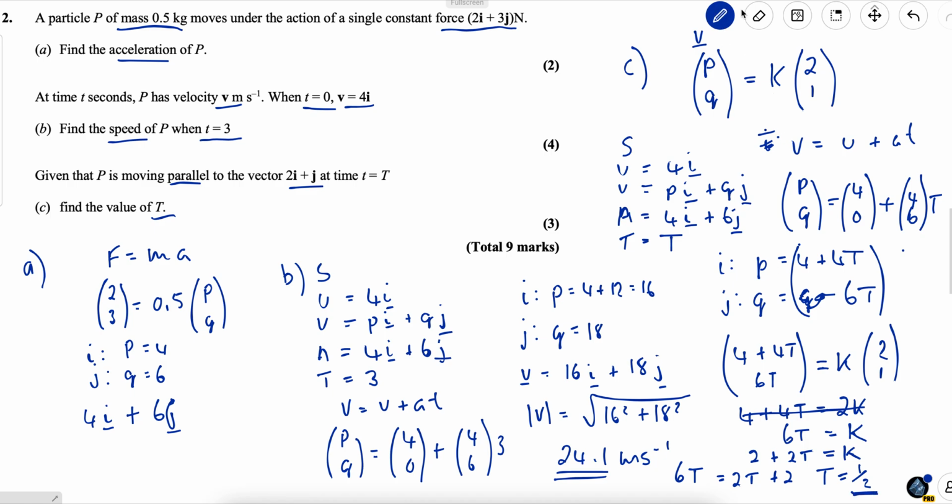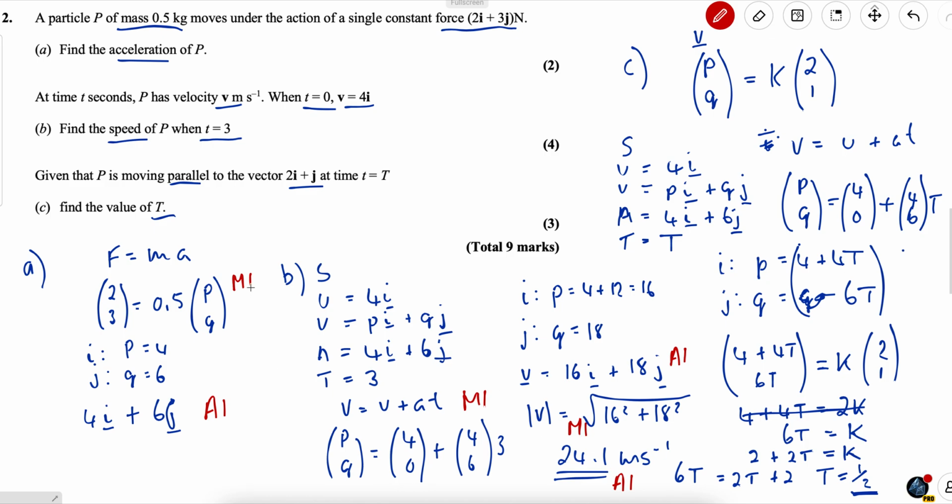So marks-wise for this, there's a method mark here for clear use of F equals ma, even if there are some sign errors. There's an accuracy mark then for the final vector. Then for part B, there's a method mark for clear use of v equals u plus at, so down here, and an accuracy mark for finding the vector, and then a method mark for clear use of Pythagoras to find the magnitude of the vector, and an accuracy mark for finding the final answer.